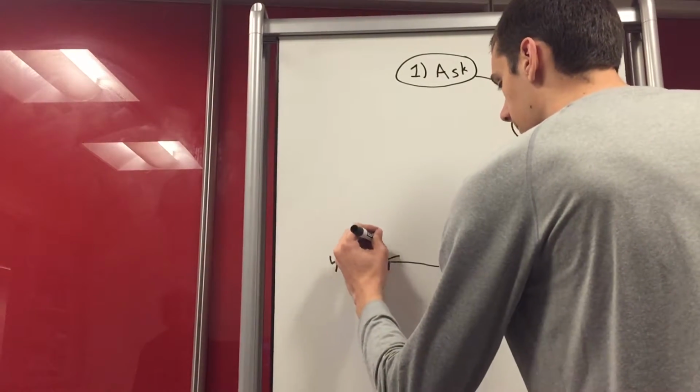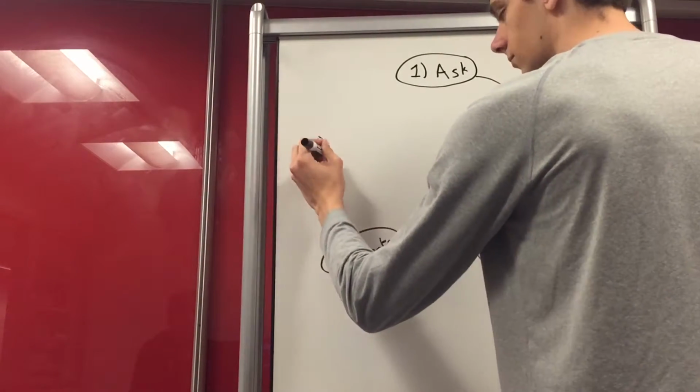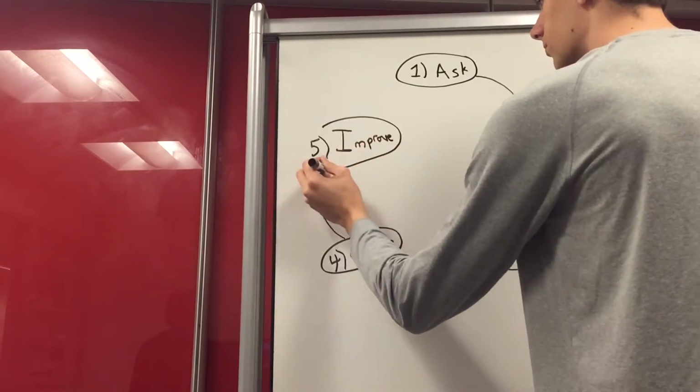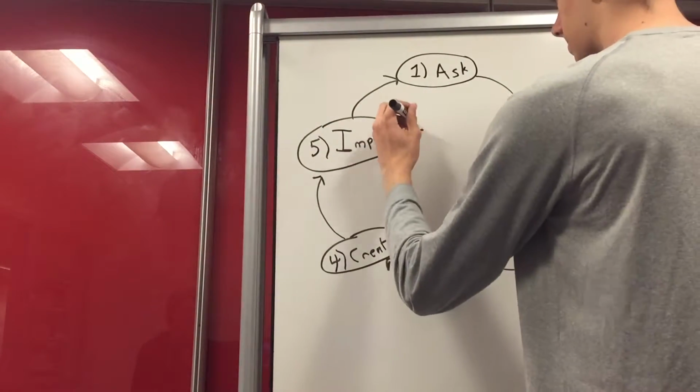And then create, which is where you follow out your plan. And then improve, which is where you create solutions to your problems. This is the engineering design cycle.